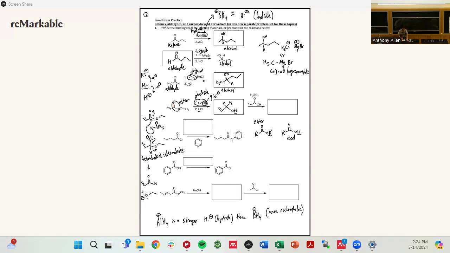Esters, OR, versus ketones. Which one is more electrophilic? Which carbonyl? It's actually the ketone that is more electrophilic.